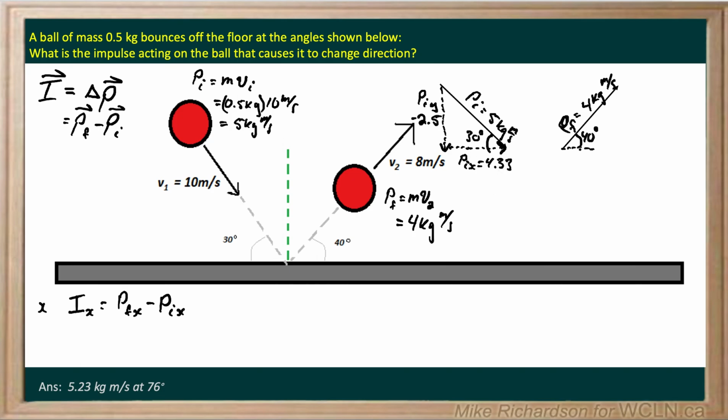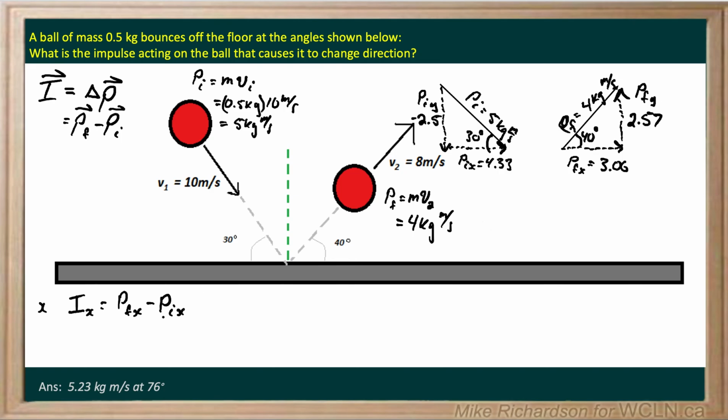Now let's do the same thing with our final momentum. If I go 4 cos 40, I get a P final in the x of 3.06. And that's positive because it's to the right. And I also have a y component that's straight up. And because that's opposite to the 40 degree, that will be sine. And 4 sine 40 is 2.57. So that's P final in the y.